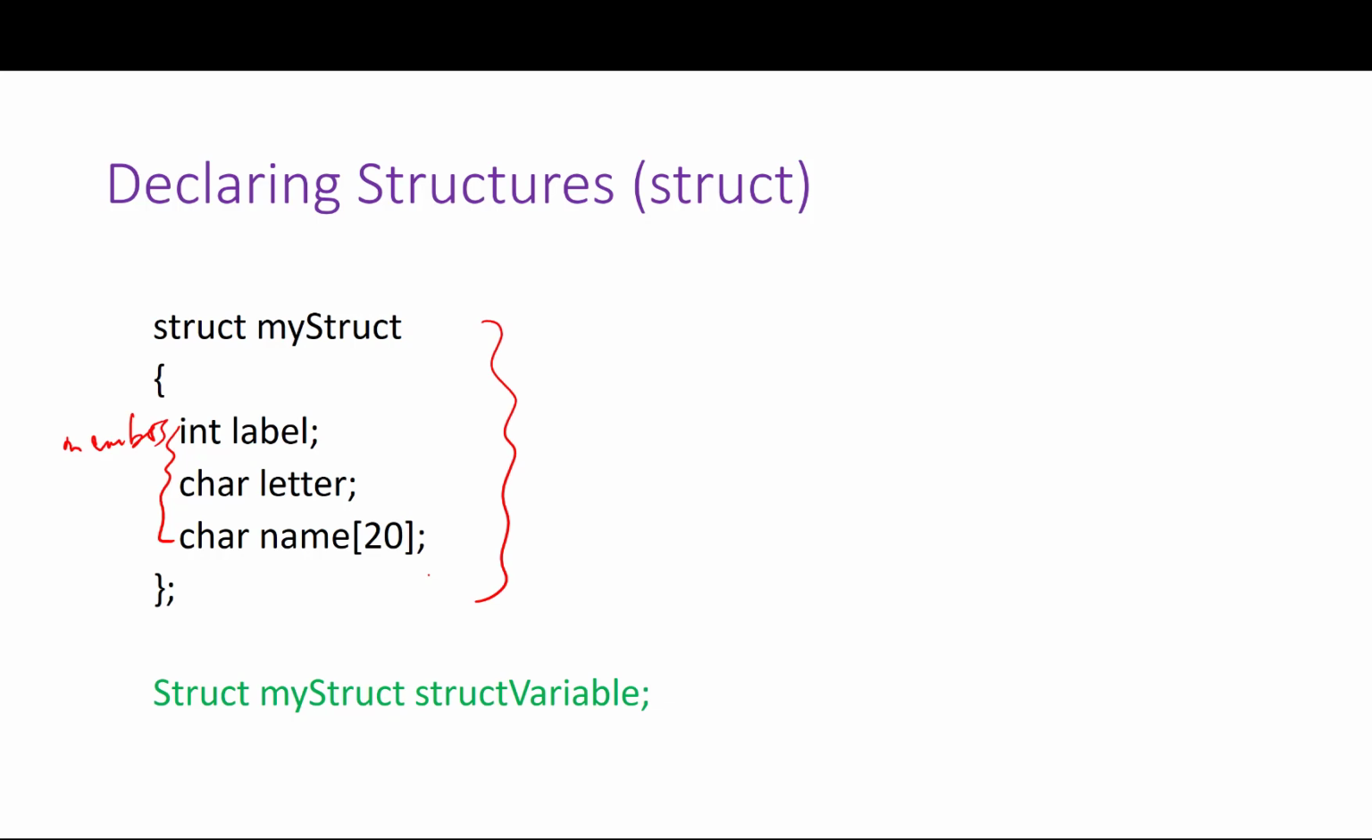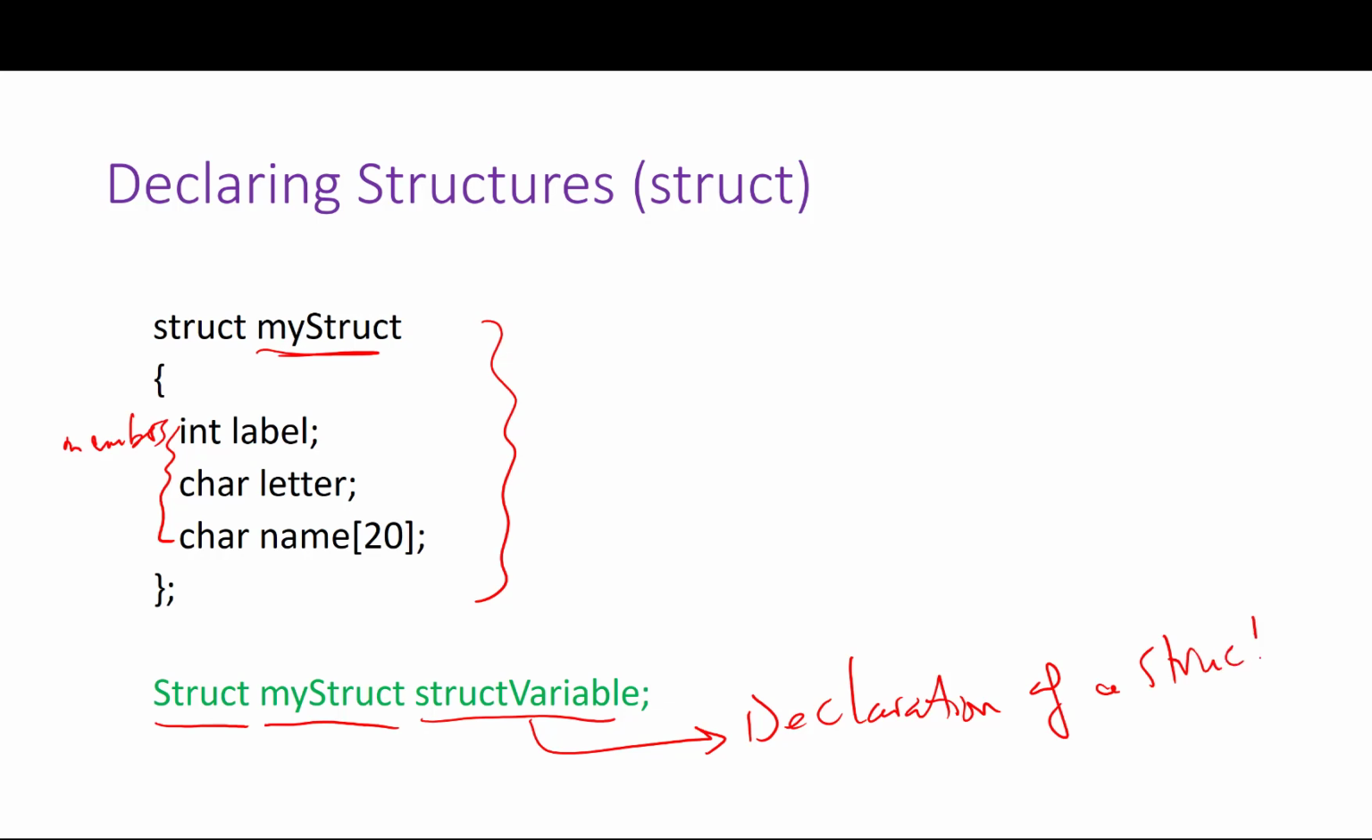Okay? To reserve in memory, I will write here struct, and then the identifier that I have here, which is this one, and then the name of your struct. And now here, this is the declaration of a struct variable. Okay, so this is one way to do it. And as you can see here, I'm using a struct and then my struct and then the variable name, right?